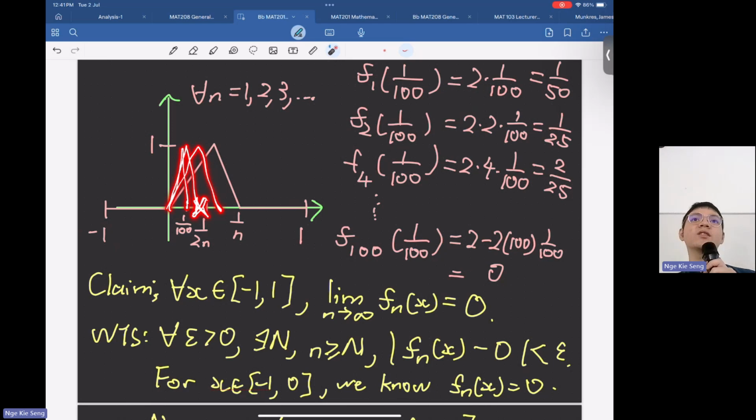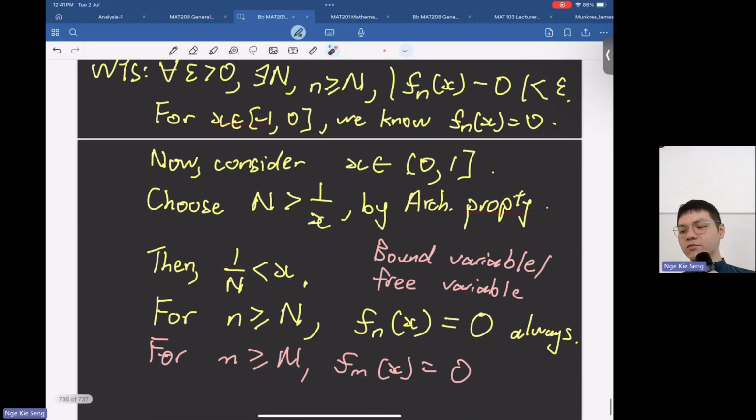At least from the picture, you need to see that. And then you need to learn how to write it down. So this is the hard part of analysis. You need to first get the concept right. Second, you need to write it down. So the technical thing here is what? What is the technical thing we use here? It is the Archimedean property.